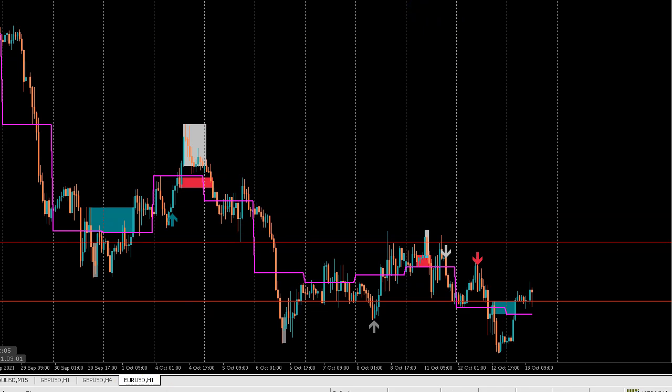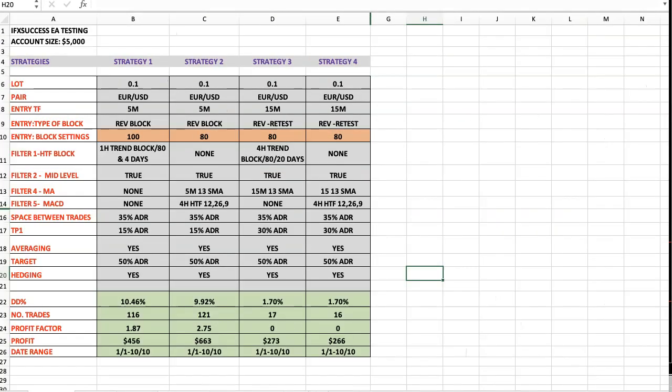So I ran some examples, some different strategies that I run with the M5 and M15, just to show you an example of how we can actually use this. So in here we use 0.10, which is a little bit more compared to the previous example. We use EUR/USD. Entry time frame was 5 minutes. We use the reversal block.